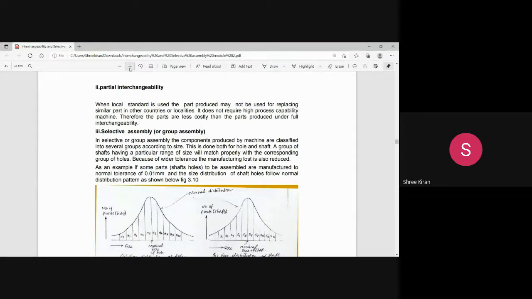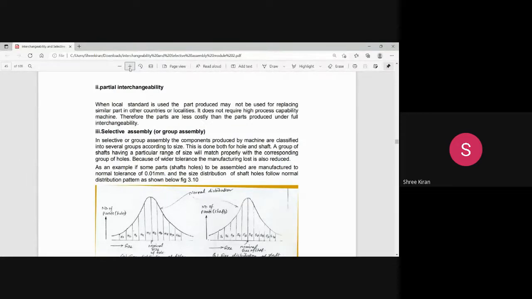And interchangeability again is divided into two types: one is full interchangeability, and the other is partial interchangeability. Full interchangeability is mainly universal interchangeability, found in almost all the countries. And partial interchangeability is found within a country. That's what happens.